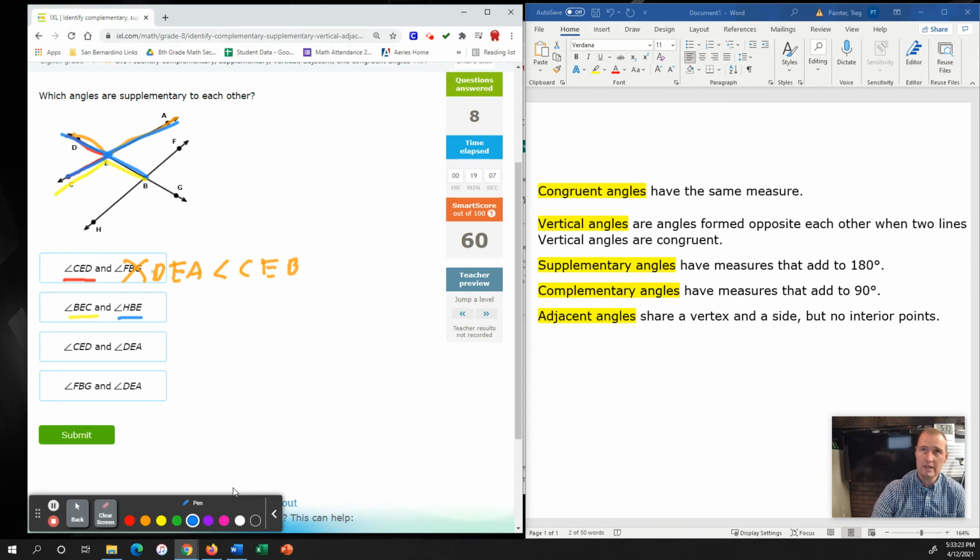So what are they doing? HBE? They're talking about way down here, HBE? No way. Can't be the second one. Getting kind of crowded.